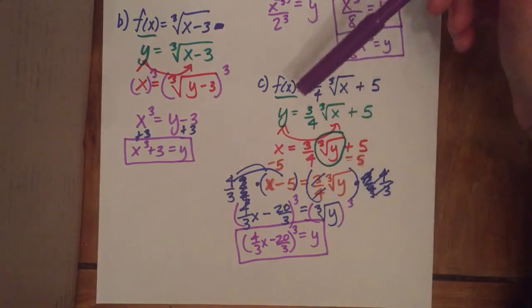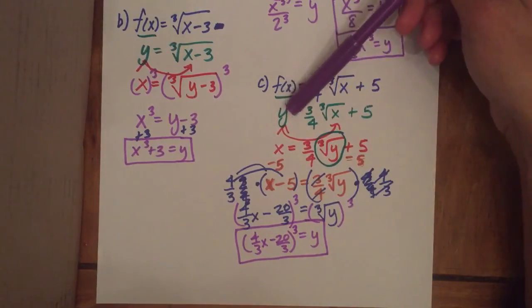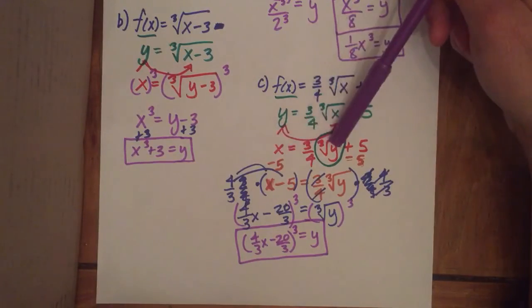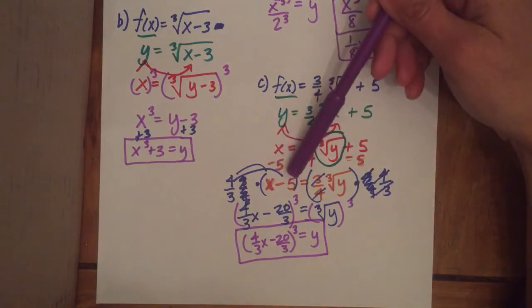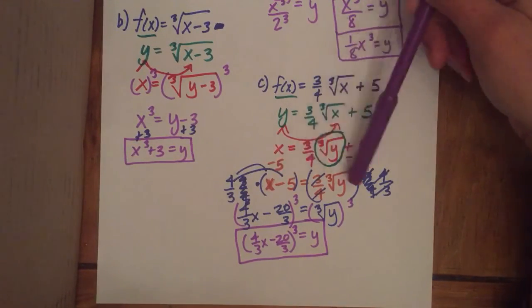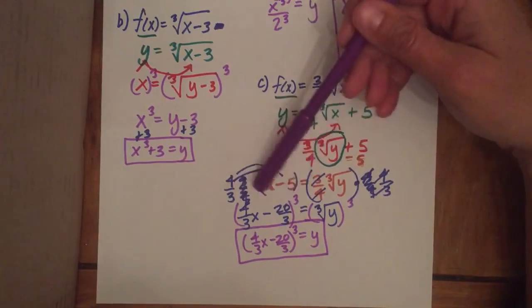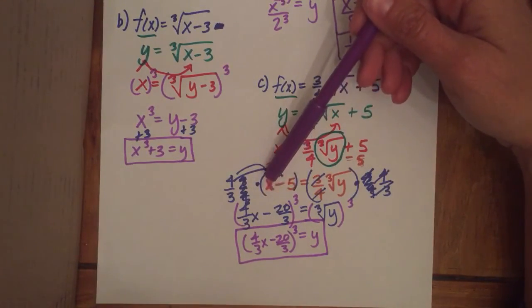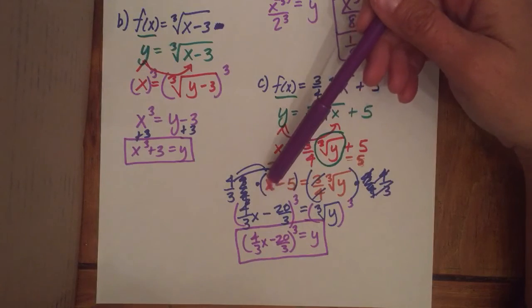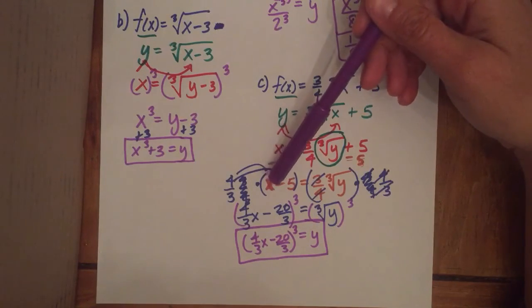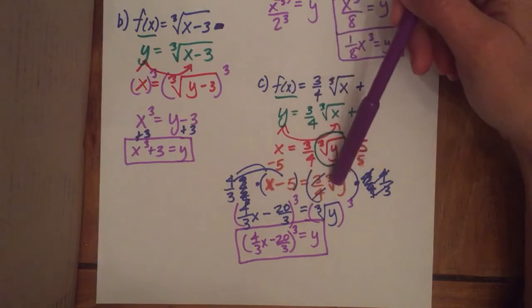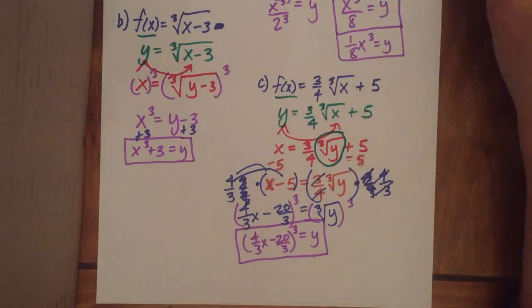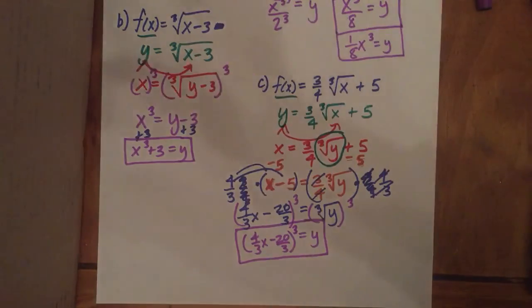And again, we wrote this as y, switched the x and y, moved the 5, got rid of the 3/4 by multiplying by its reciprocal. So we got 4x/3, and then we've got -20/3. And then to get rid of the cube root, we cube both sides. And that is number 8, finding the inverse.